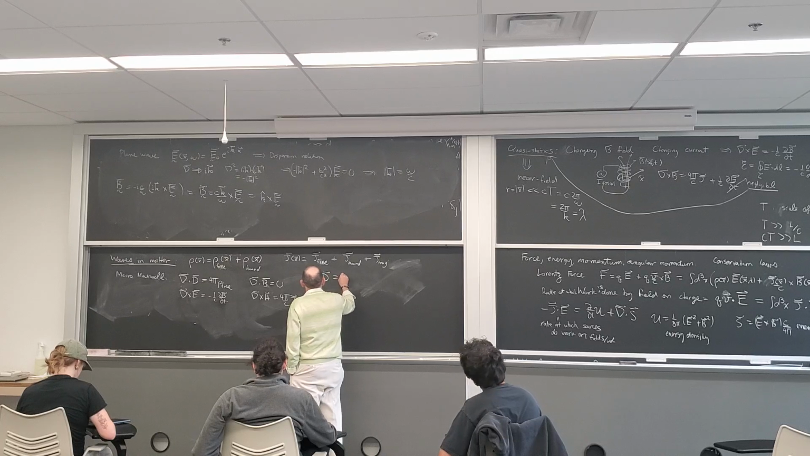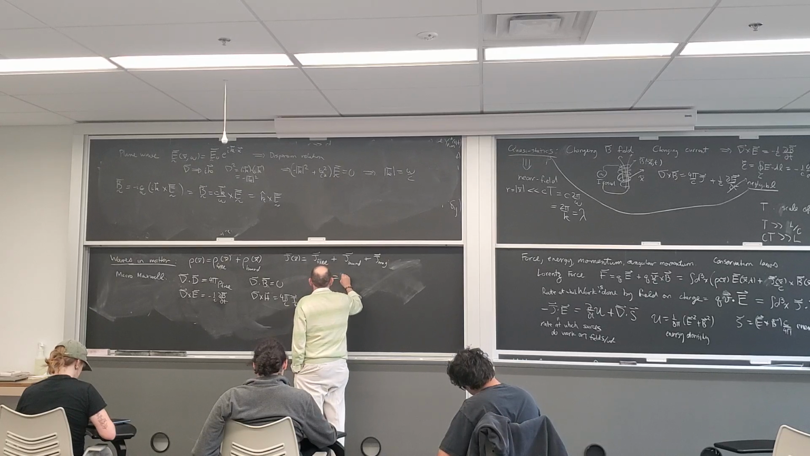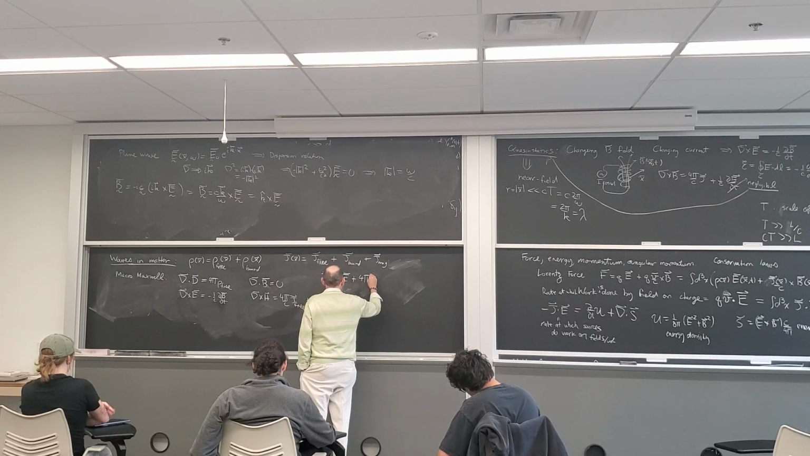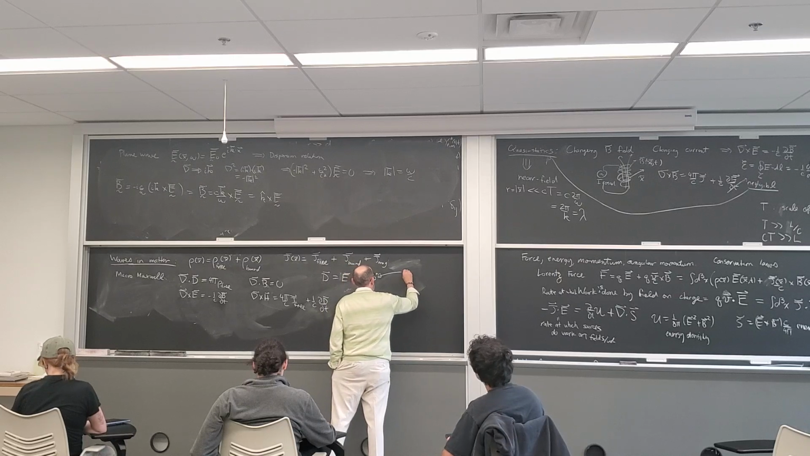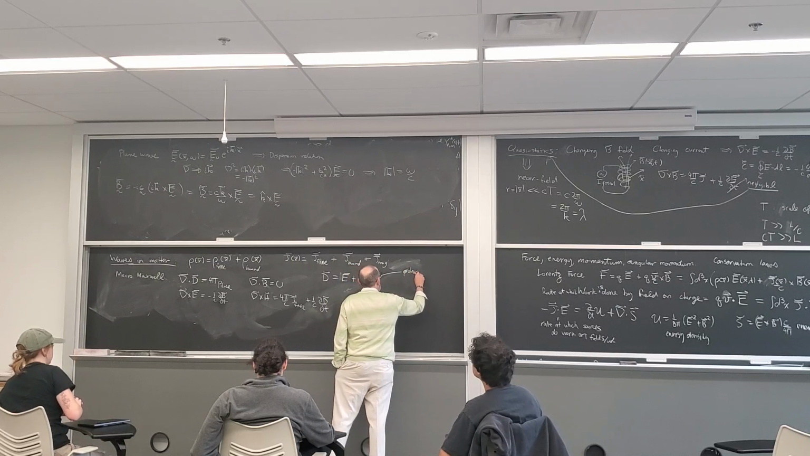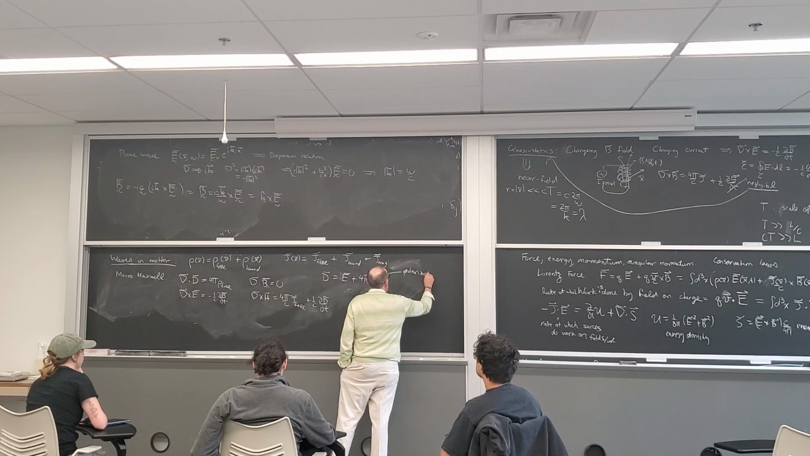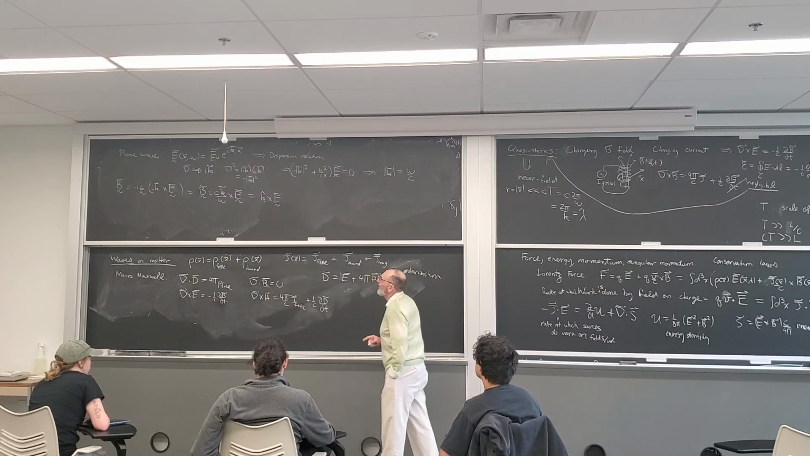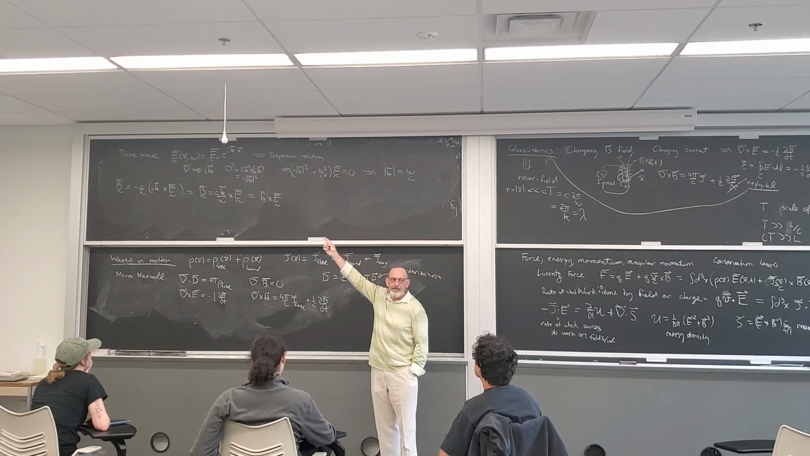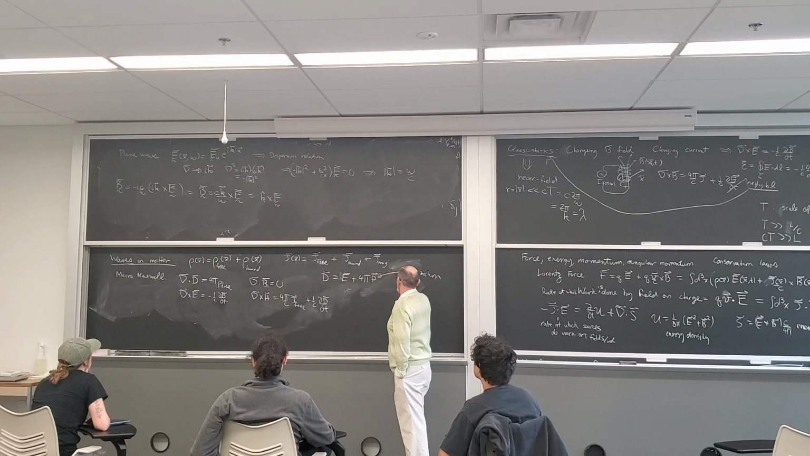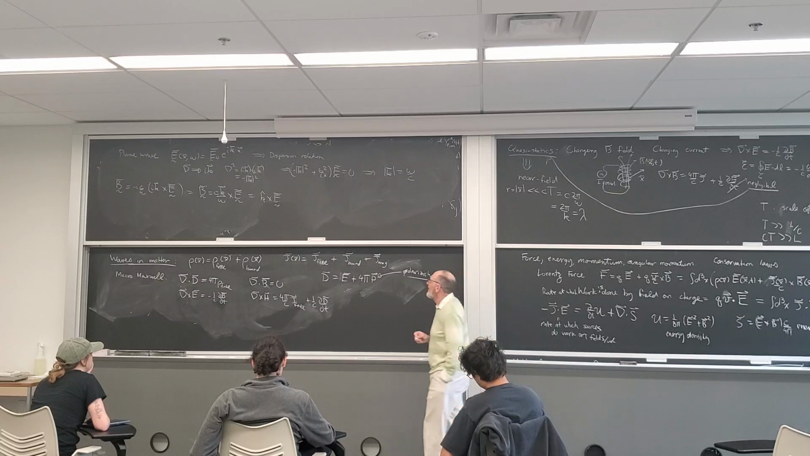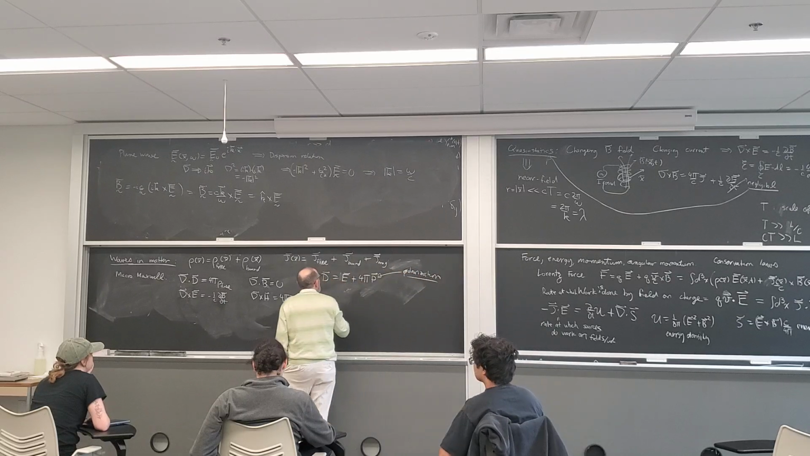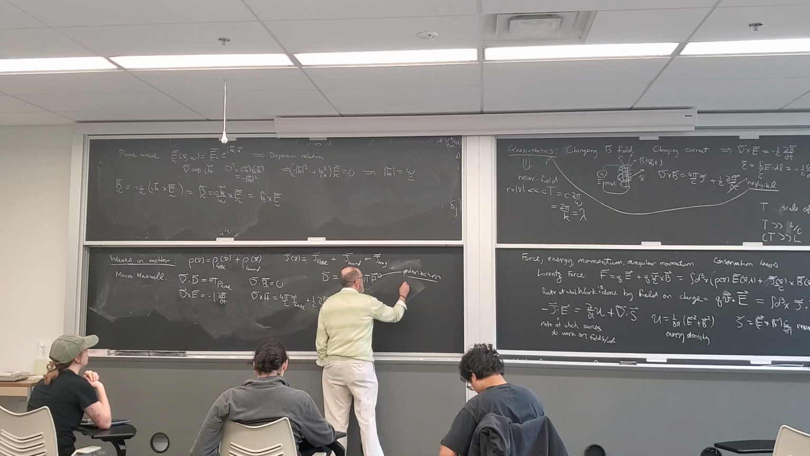D was equal to E plus 4 pi P, where P is the so-called polarization. Oh, yeah, and maybe I need to go back. There's something else I forgot to talk about for free. Come back to the other notion of polarization, which is the electric dipole density.